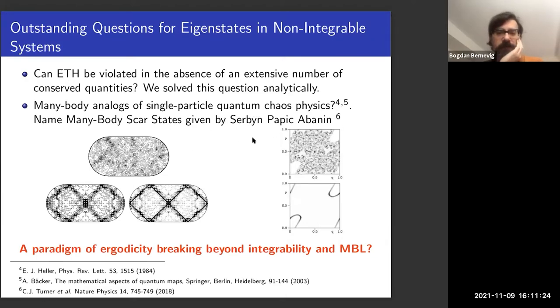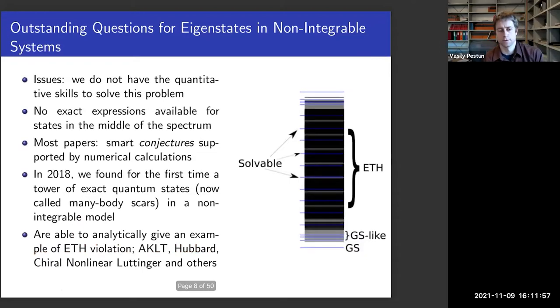They were coming at this question from trying to model an experiment by Misha Lukin. And the name quantum many-body scars was given because of the similarity with classical systems, with trajectories of a billiard ball that are non-chaotic. So the question is: is there a paradigm of ETH breaking beyond integrability and many-body localized states? And what are the issues?